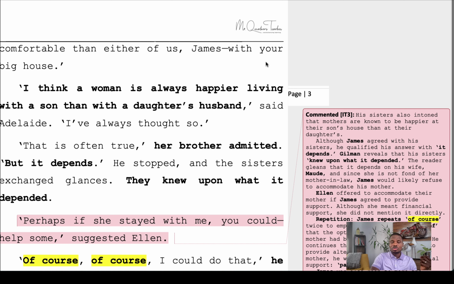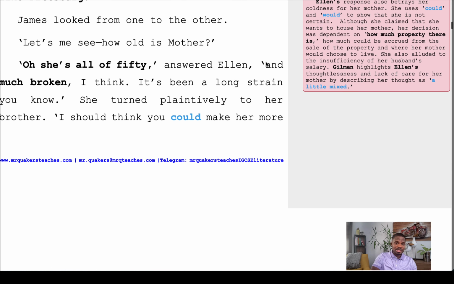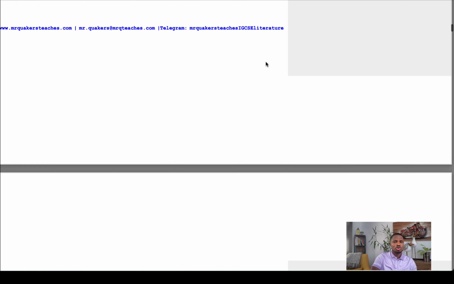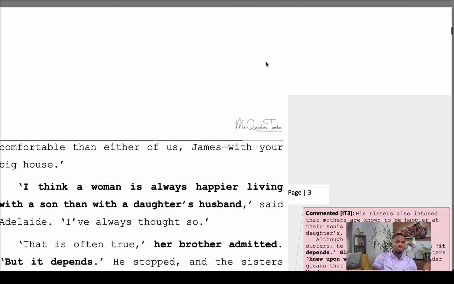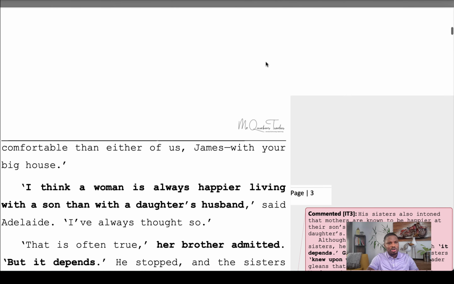His sister also intoned that mothers are known to be happier in their sons' houses than their daughters'. So remember, like I mentioned, we see in the story that Helen told James that, I mean, you should house mother. You have a massive house. You have a very big house. And so you should be able to accommodate her. You should be able to give her somewhere to live.